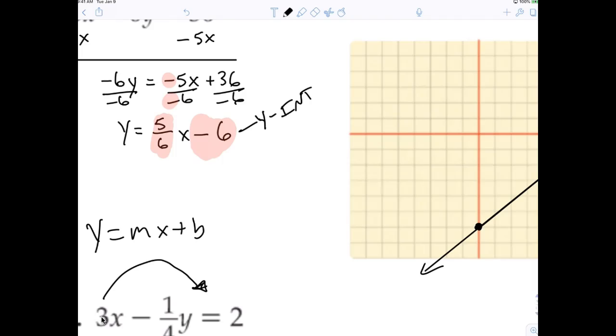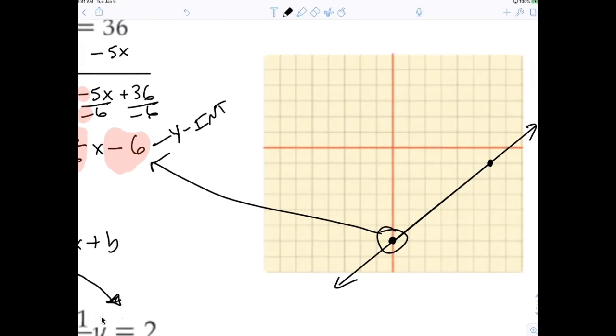So you go down 6, which is what that point is. Down 6. Then the rise over the run. This is the rise, 5. This is the run, 6. That's what we're doing.